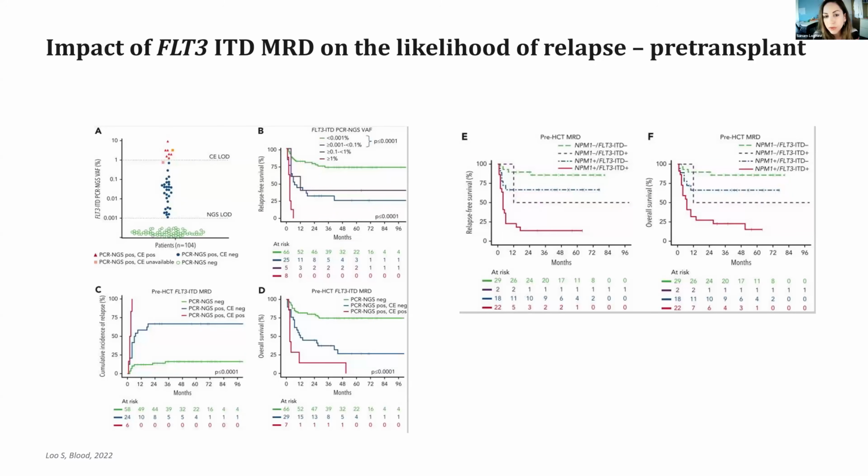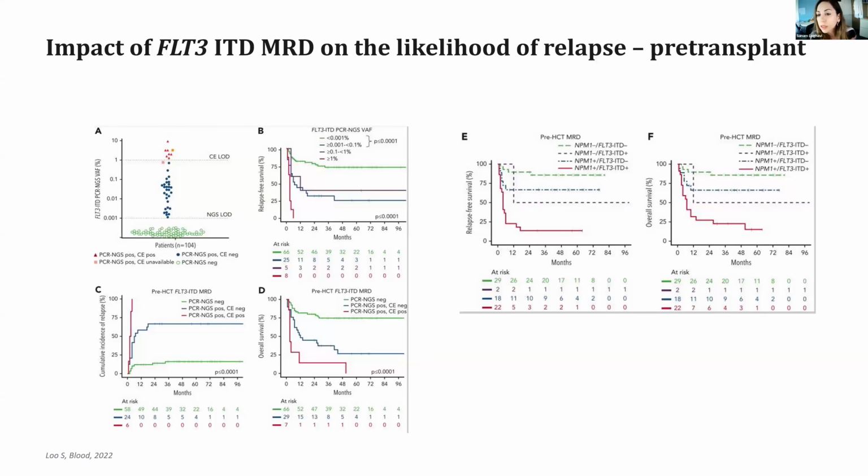So capillary electrophoresis, which is the routine assay that is used in most of the laboratories, typically has a sensitivity of around 1%. And then you have NGS MRD here in the middle, on the left-hand side, the blue dots, and then patients that are completely negative below the level of sensitivity of the LOD. And this is very intuitive. So the higher levels of MRD you have, the more detectable MRD you have with a less sensitive assay, the worse the outcomes are going to be and the higher the likelihood of relapse.